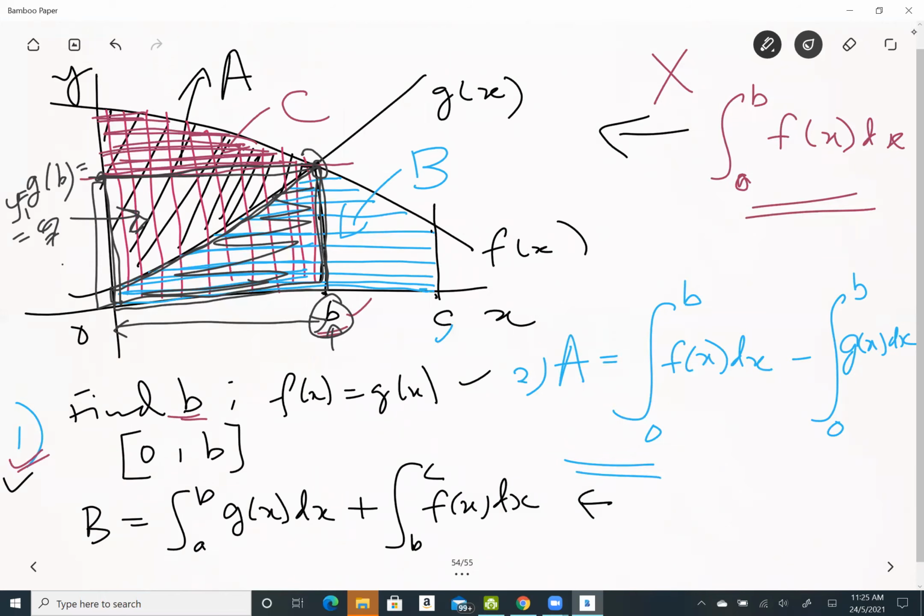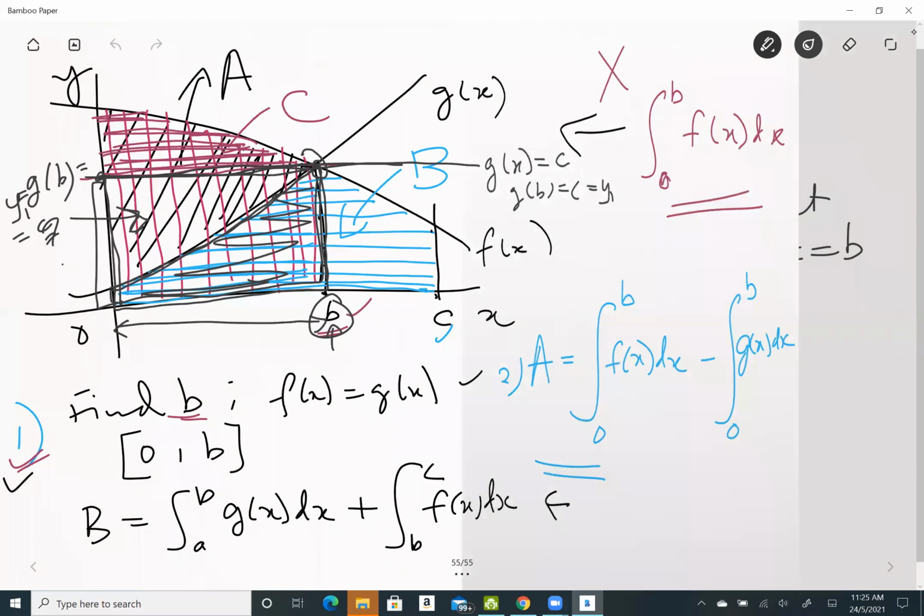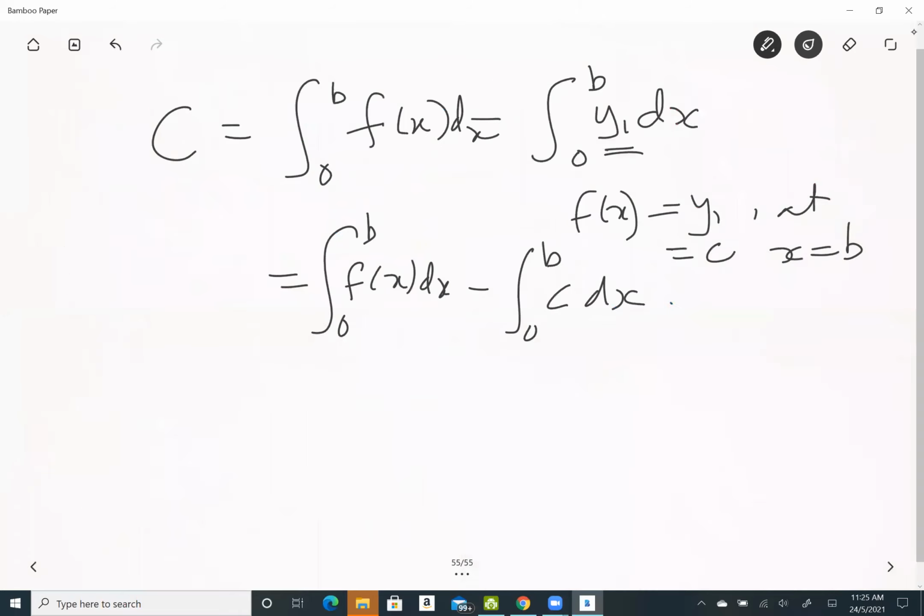So that is the horizontal line. That is a constant function. Or I can say f of x or g of x, because that is in the set. So g of x equal to g of b equal to c, and equal to y1. So that is the horizontal line. The horizontal line is still a function, a constant. So you get zero, and that's how you get the integral of c.